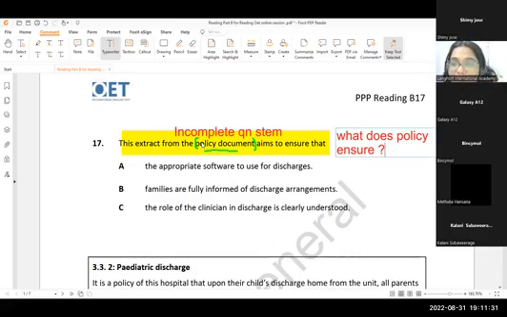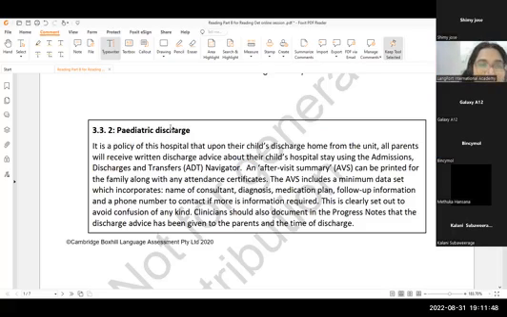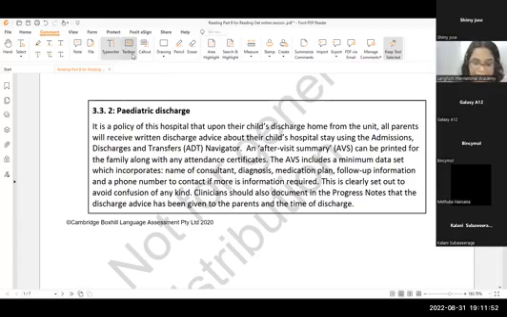Okay, so we know we need to find out what the policy document is aiming to ensure. What is it trying to ensure? Okay, keep that in mind. I'm going to give you 50 seconds, almost a minute. I want you to read the extract. All of you. Focus on the screen and read it. Read and understand the extract.